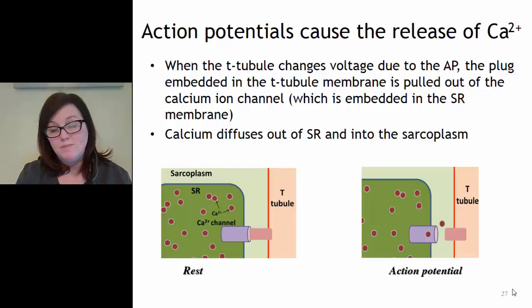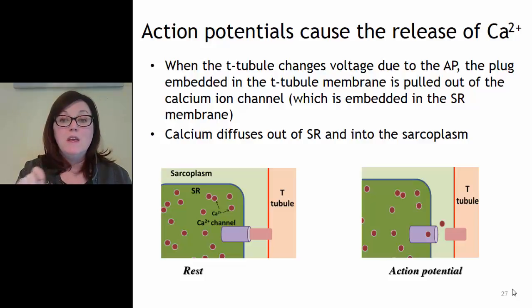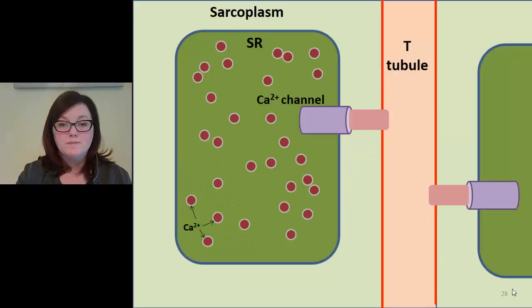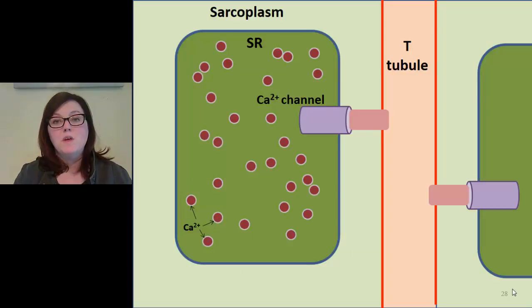So what's going to happen is that when the T-tubule membrane experiences an action potential, and I'll switch to the action potential picture, right? That voltage-sensitive plug, that pink rectangle, is going to be pulled out of that calcium ion channel. And then calcium ions will be free to leak out of the sarcoplasmic reticulum into the general sarcoplasm of the muscle fiber. So let's take a look at this process in an animated form, okay?